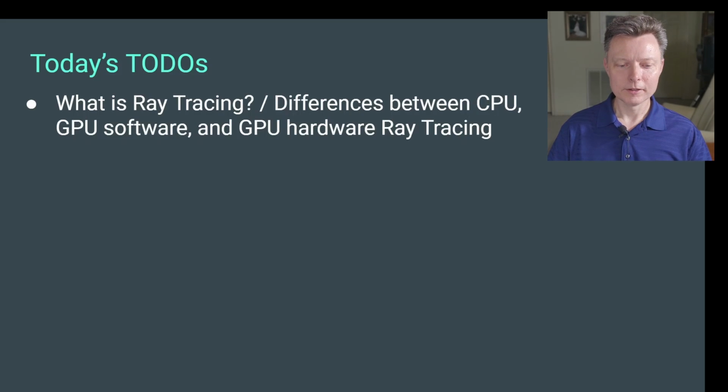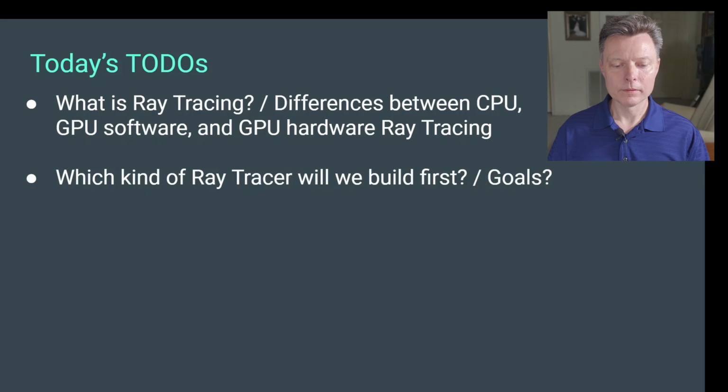This is the section I like to call Today's To-Dos. First, we'll briefly discuss what even is ray tracing and the different types of ray tracers that you can make. So there's CPU ray tracers, there's GPU software ray tracers, and nowadays GPU hardware ray tracers, and we'll briefly discuss each of those. And then we'll discuss what kind of ray tracer we're going to build first, and what the goals of this first ray tracer will be.